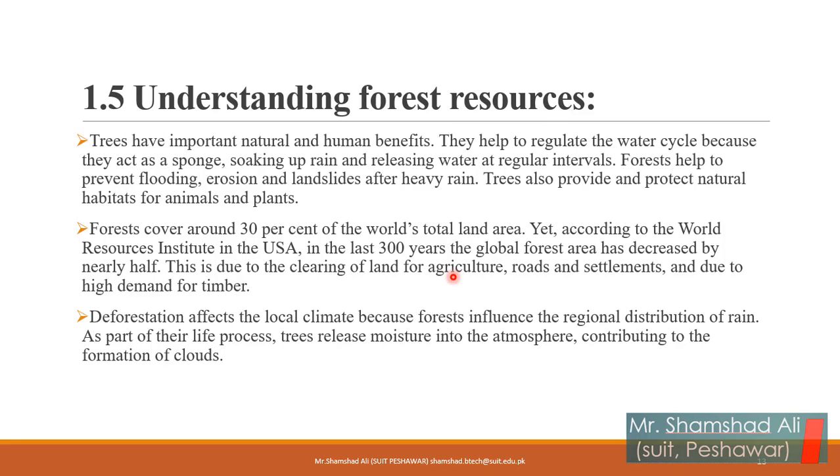Why? Because of overpopulation. Due to overpopulation, you need more crops to harvest. So for that purpose, you are going to clear your forests and convert those lands for agriculture, for roads and settlements, and due to high demand for timber. Deforestation affects the local climate because forests influence the regional distribution of rain as part of the life process. Trees release moisture into the atmosphere, contributing to the formation of clouds as well.